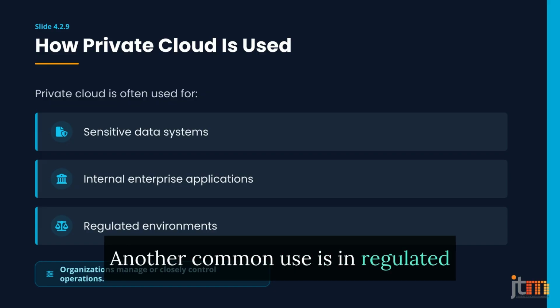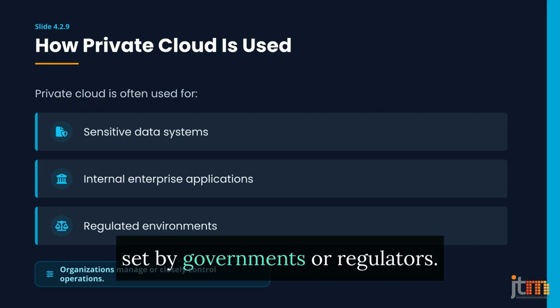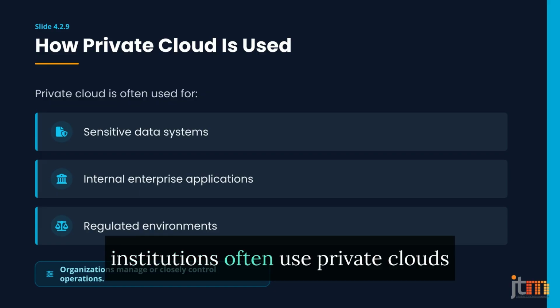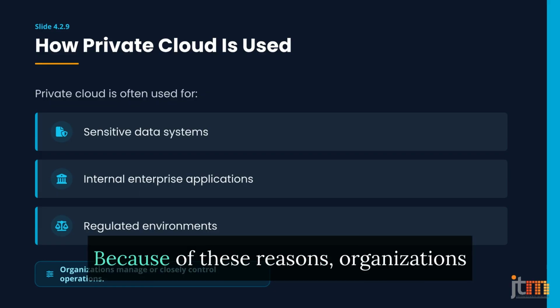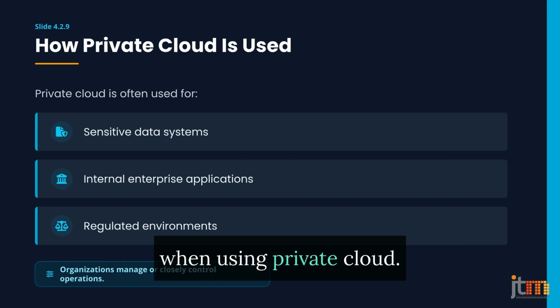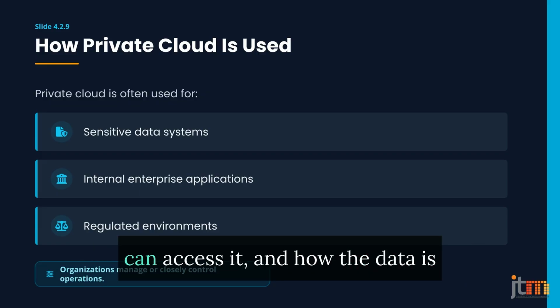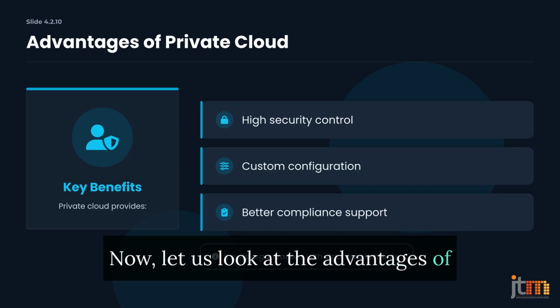Another common use is in regulated environments. Some industries must follow strict rules set by governments or regulators. For example, banks and financial institutions often use private clouds because they must follow strict data protection laws. Because of these reasons, organizations manage or closely control operations when using private cloud. This means the company keeps strong control over how the system runs, who can access it, and how the data is protected.